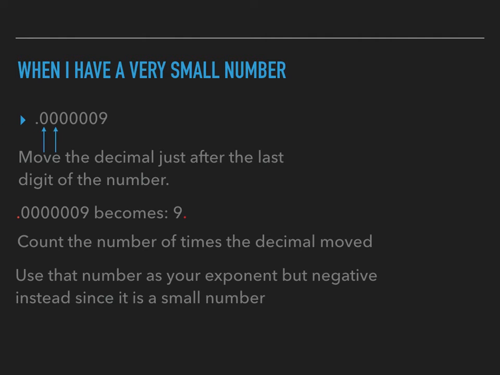So I moved it once, twice, 3 times, 4, 5, 6, and one more time, 7. I moved my decimal 7 times. So 0.000009 will now become 9 times 10 to the negative 7. And it has a negative exponent because it's a smaller number.